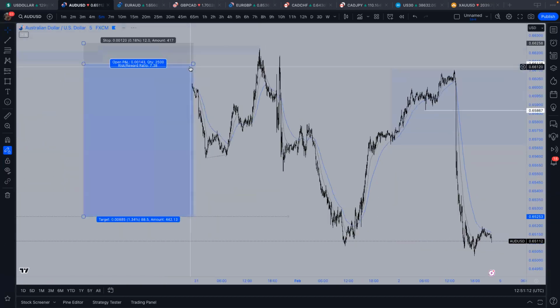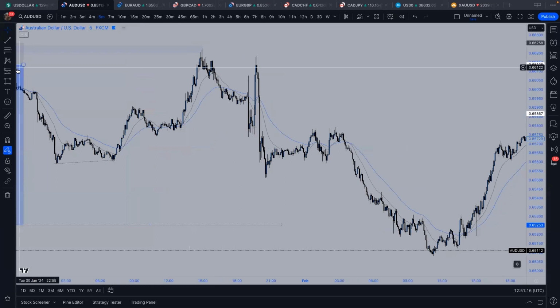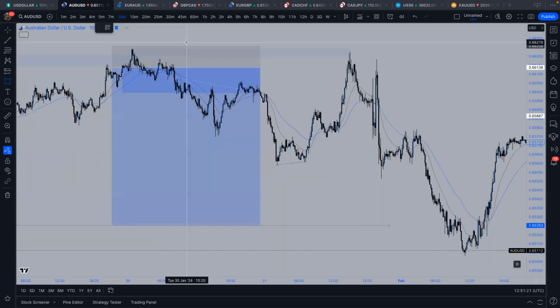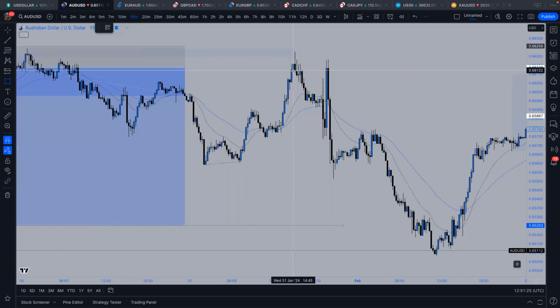Let's go on a 5-minute. I would say, let's go 10 minutes on the 10-minute. 15. Okay, I'm just going to take it from 15. We had this whole zone that was dumped.